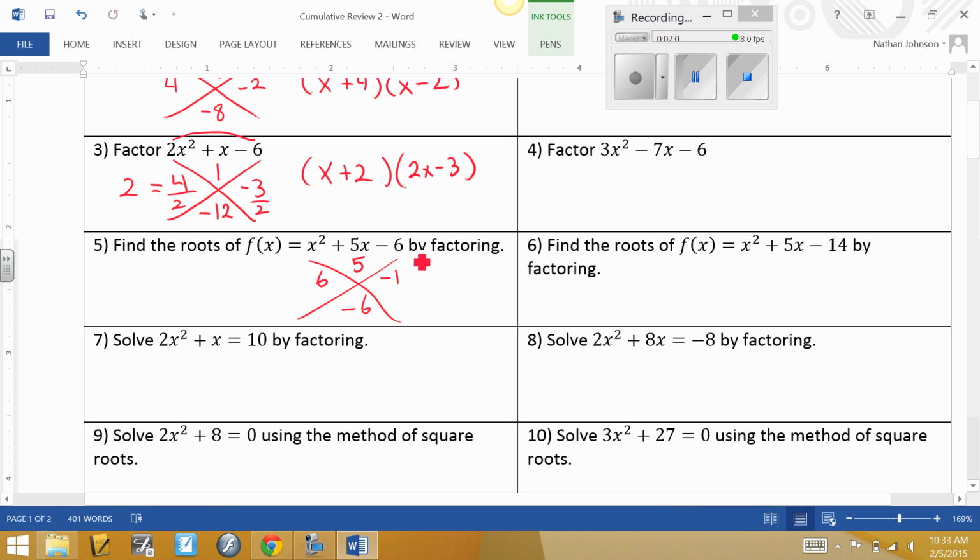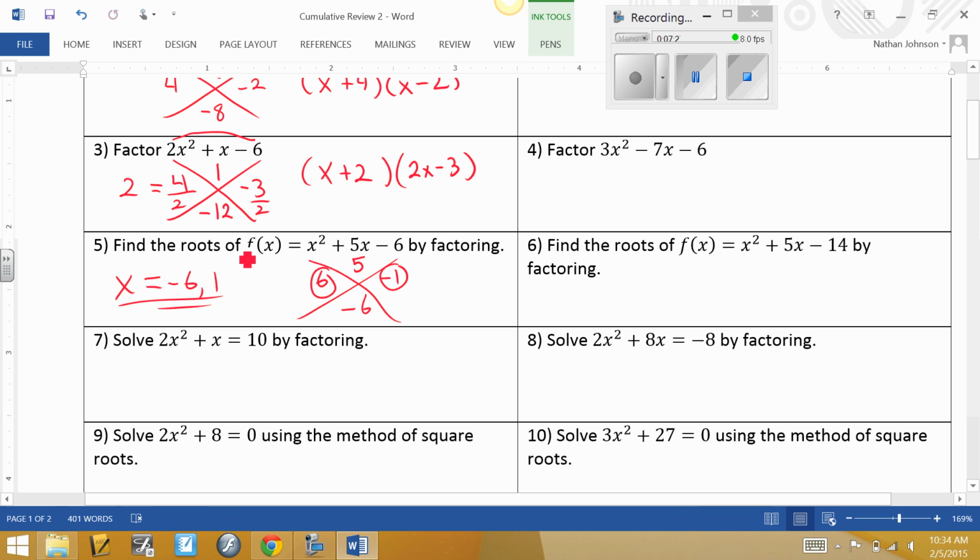All right, I could write those as factors and then set each factor equal to 0, but we've also learned that these numbers are the solutions, except that they're opposite signs. So I can go straight to writing my solutions right now. I'm going to have a negative 6 and a positive 1.